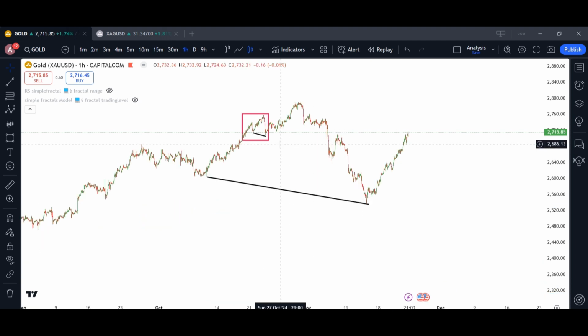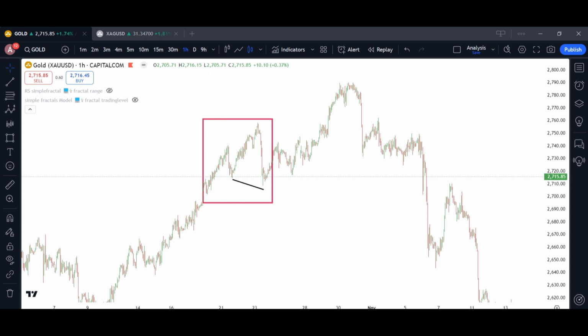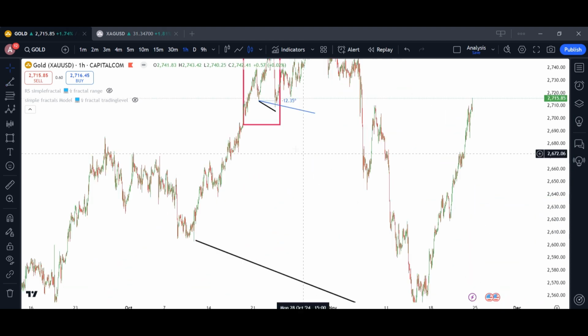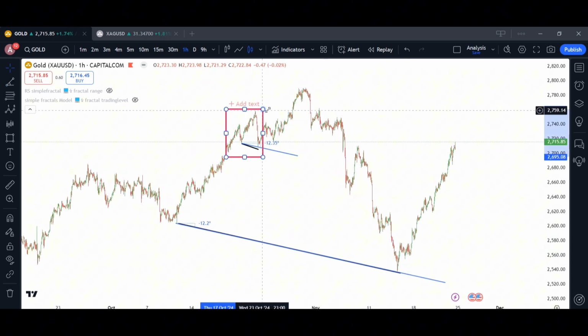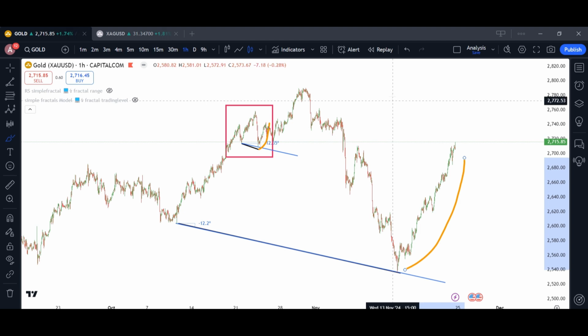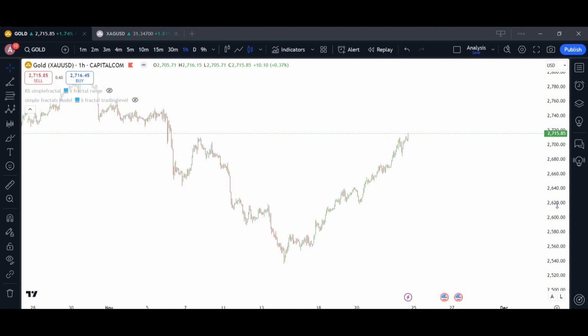And also if we focus on the geometric angle right here, we will see that this angle on the small shape right here was almost 30 degrees. So the same thing right here on the big picture. So from here we know that the price will go on this small uptrend right here, that is self-similar to this small uptrend right here. So this was the first confirmation that the price is going on a strong uptrend.